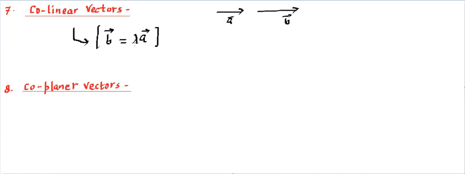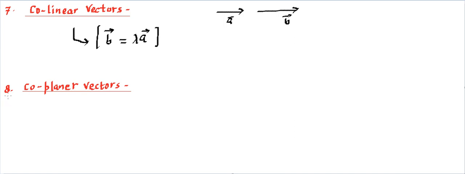If lambda comes out to be positive, then the direction of B will be equal to the direction of A. If lambda is a negative number, then these two vectors will be in opposite directions. We will deal with what happens when we multiply a vector with a scalar later, but I'm explaining it briefly here. You can remember this: two collinear vectors can always be related like this, so we can always form an equation for two collinear vectors.